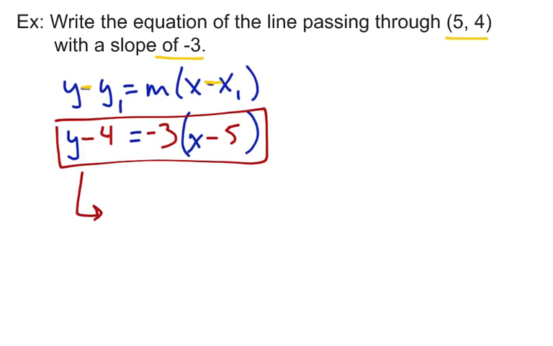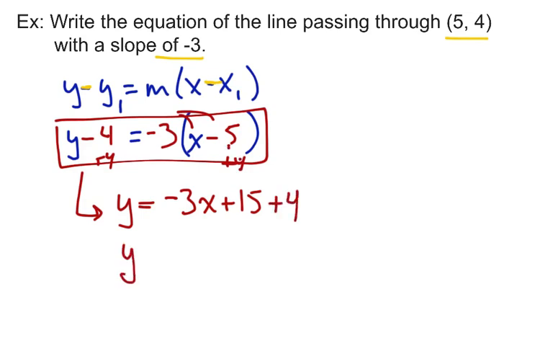All we have to do is add 4 to both sides. That gets the 4 off of the left-hand side and gets y alone. If we distribute the negative 3 throughout, we get negative 3x plus 15, and remember that we added 4 to both sides. Now we're not adding 4 inside of that parentheses, we'll just add 4 right at the end. Then that simplifies to negative 3x plus 19.